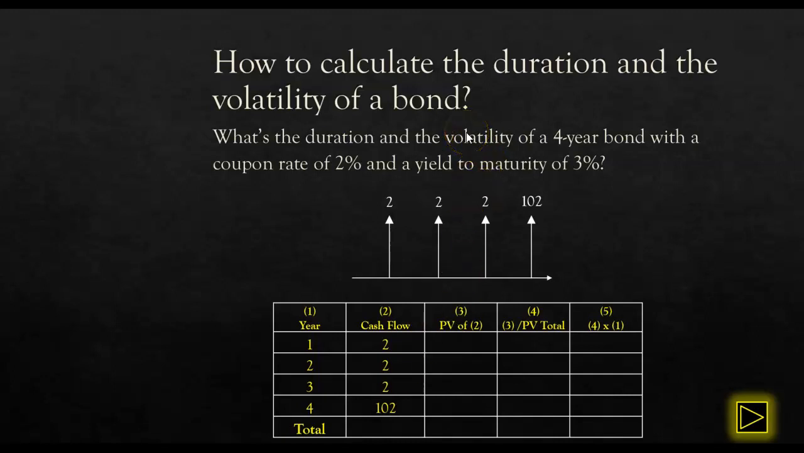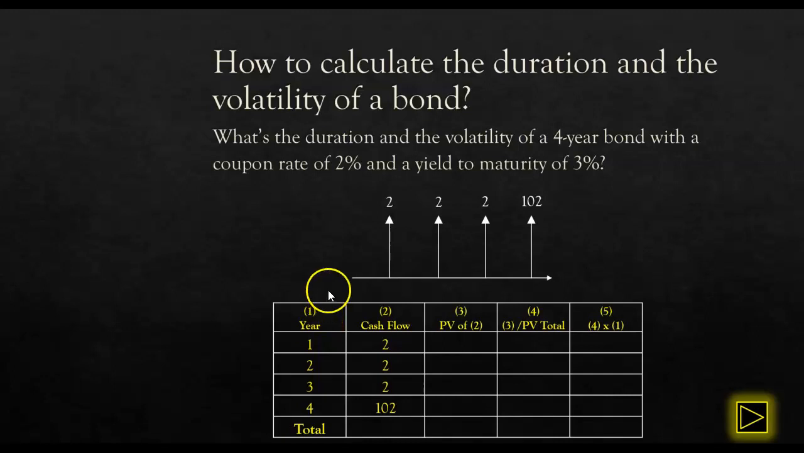My suggestion to you is, if you have to calculate the duration and the volatility without the automatic function to calculate that, I think the best way is to use a worksheet like this. In this case, you have 5 columns to complete. The first column, because we're talking about a 4-year bond, is simply a time index. It runs all the way from year 1 to year 4.